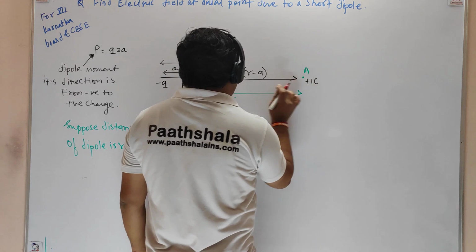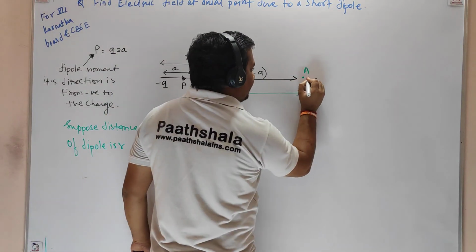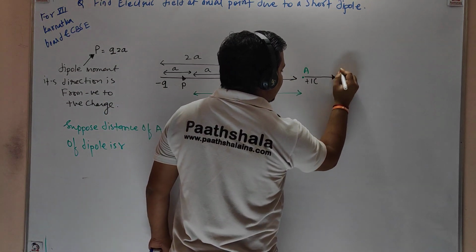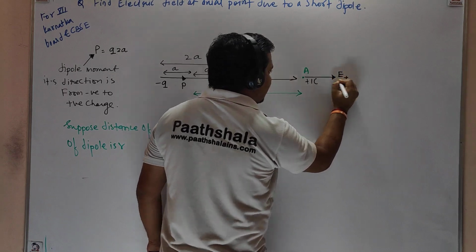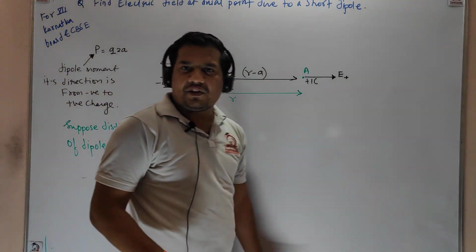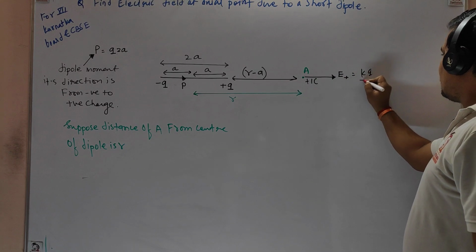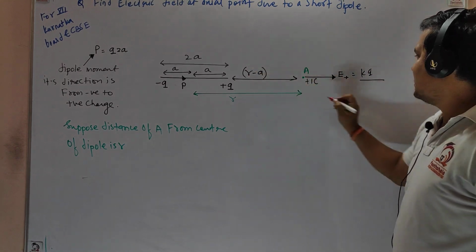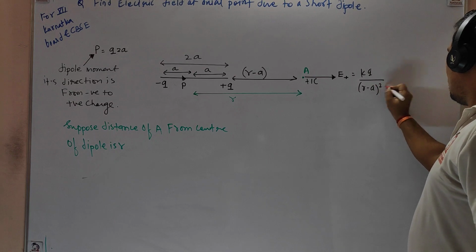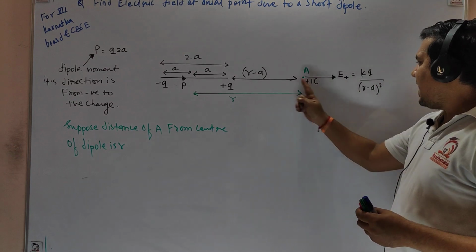Okay, so plus and plus will repel each other. So positive electric field due to plus Q is away like this. Okay, and what is electric field? KQ upon square of distance. So K small q upon square of distance, this distance, R minus A whole square. So it is right hand side.